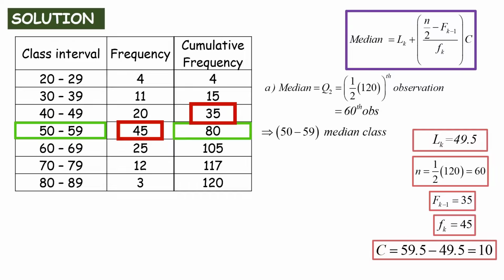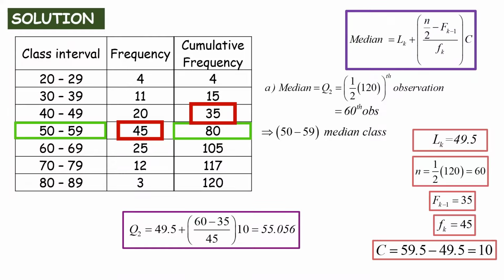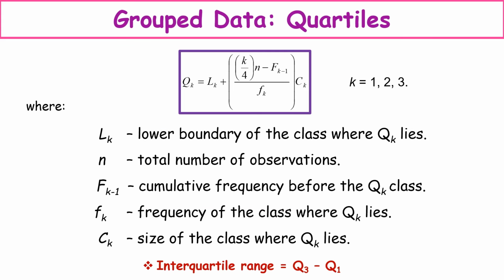Once we have all the values, we can key in the values into the formula of median. So median of this data is 55.056. Next we are going to find quartiles of a grouped data. Make sure to use the correct formula.